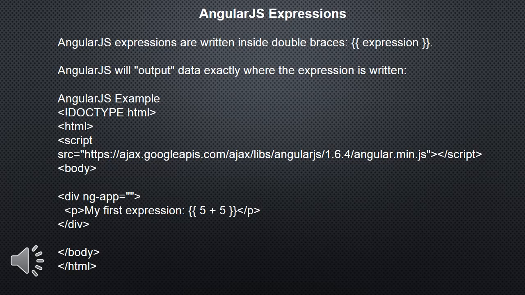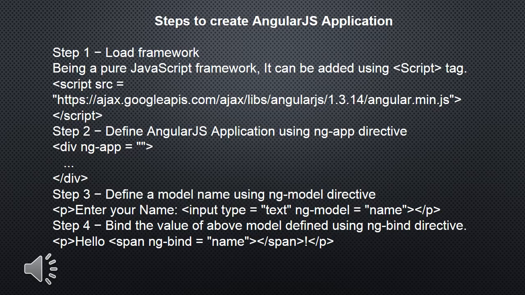/html. Output. Open test AngularJS.html in a web browser. See the result. Steps to create an AngularJS application. Step 1 - load the framework. Being a pure JavaScript framework, it can be added using a script tag. Script src equals ajax.googleapis.com web link. Step 2 - define an AngularJS application using the ng-app directive.